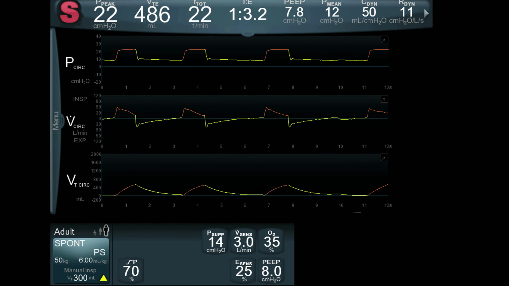Here is an example of a patient on pressure support ventilation. Note that the rise time here is 70%, and all the other pressure support parameters are fairly standard. There's the V-sense, this is the flow trigger of 3, the expiratory sensitivity of 25%, and you'll notice the patient's on a PEEP of 8.